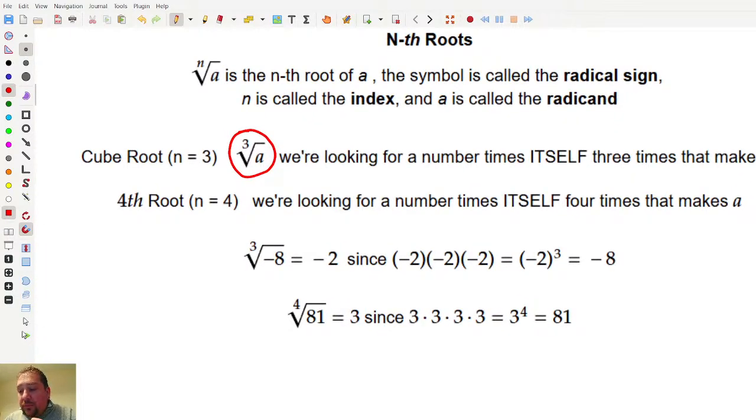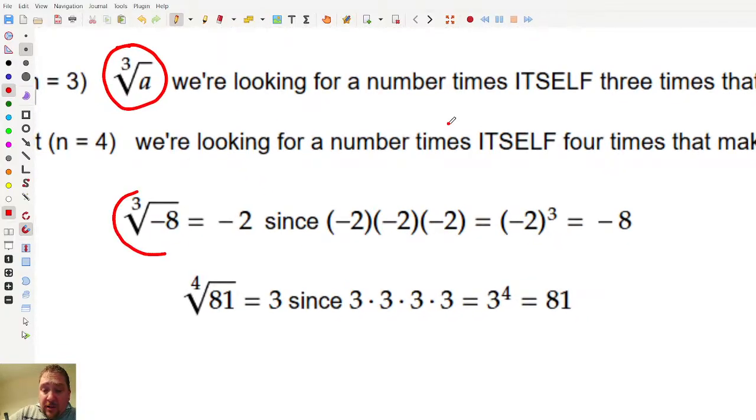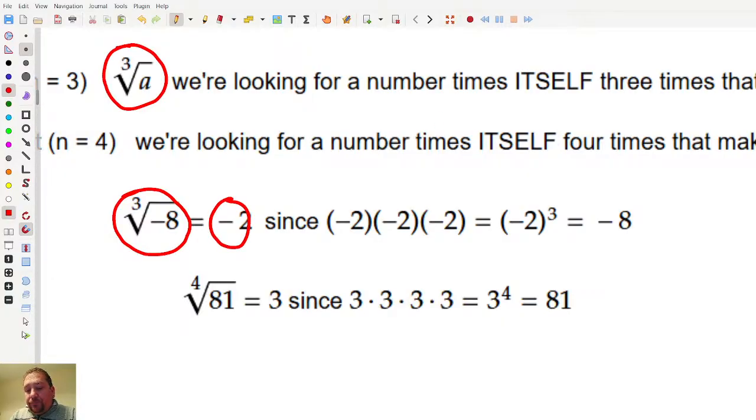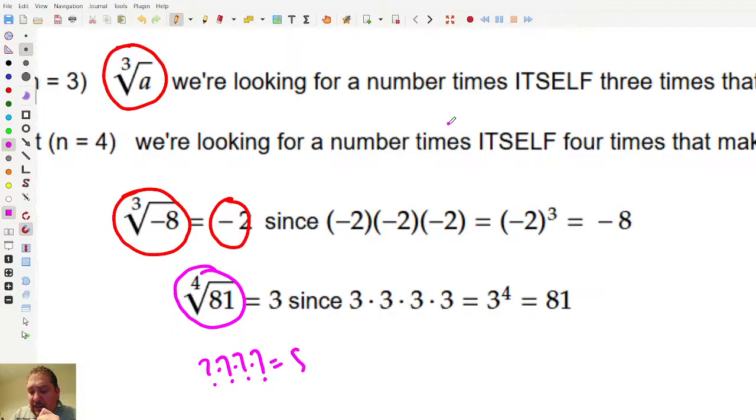And a fourth root, very similar, is a number times itself, times itself, times itself that makes the inside value. Let's look at a specific example. The cube root of negative 8 basically is asking what number times itself times itself makes negative 8. And the answer is negative 2. The fourth root of 81, we're basically trying to ask ourselves what number, multiplied by itself four times, makes 81. What is that something? The answer is 3.